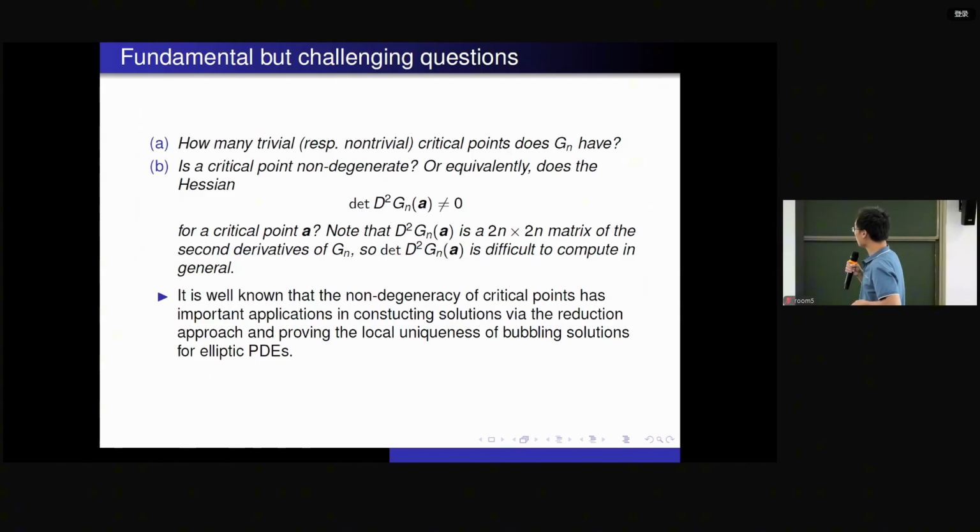In particular, the non-degeneracy of critical points has many important applications in elliptic PDE. For example, in constructing solutions via the reduction method and proving the local uniqueness of bubbling solutions. To apply these 2 methods, we usually need some conditions like the non-degeneracy of critical points of functions related to the Green function.